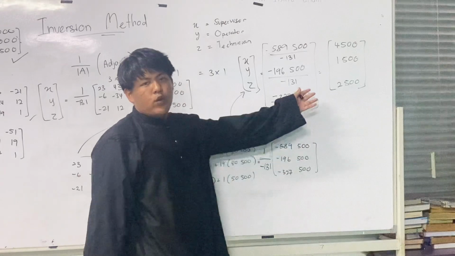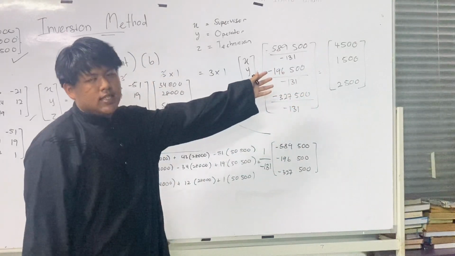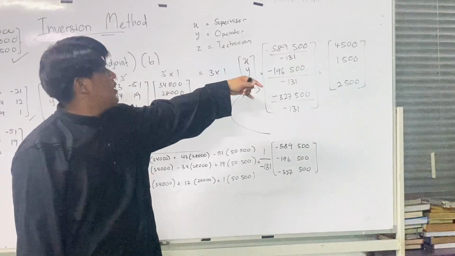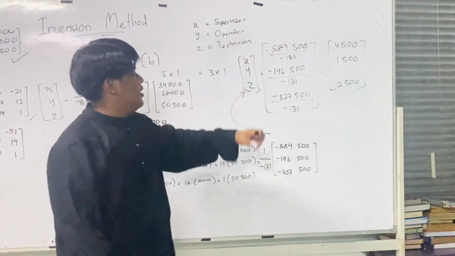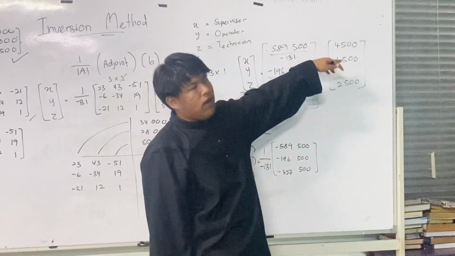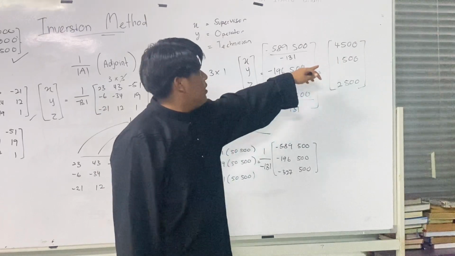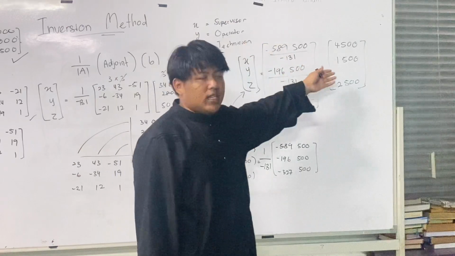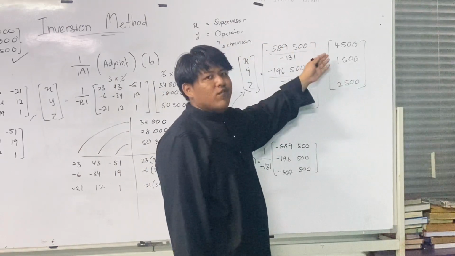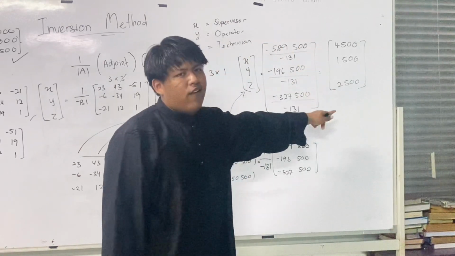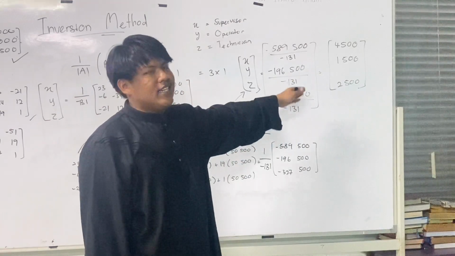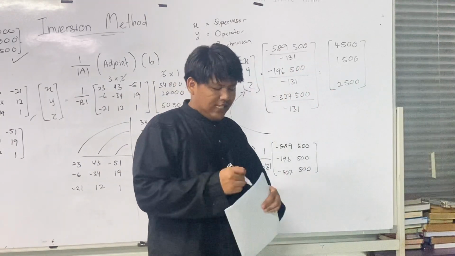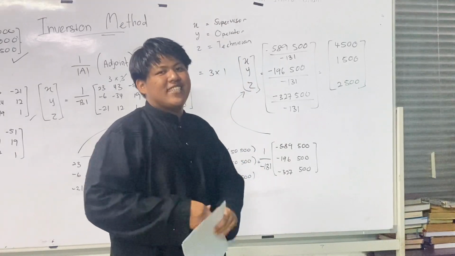So now we know the salary for each position. That is X, the supervisor, is 4,500. And then for the operator we get 1,500, and then for the technician we get 2,500. That's all for the inverse method.